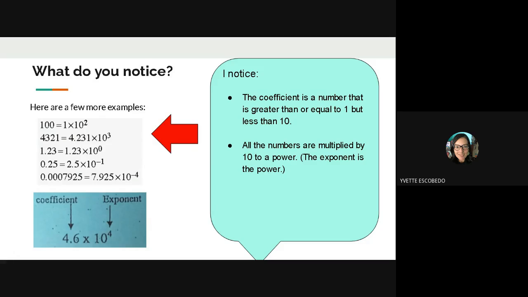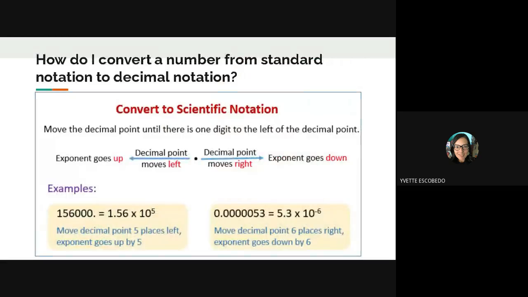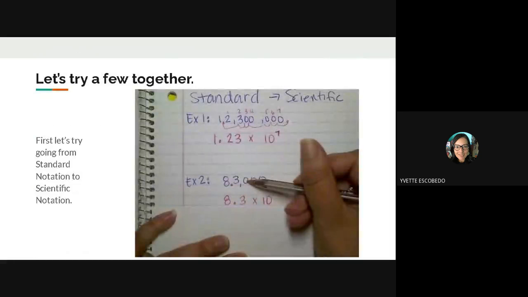All the numbers are multiplied by 10 raised to a power. So the exponent is your power. And lastly, the exponent is positive for big numbers and it is negative for small numbers. So here's some detailed notes on how to do this. And then we're going to go watch a video on the next slide. So go ahead and watch this video so that you can practice changing from standard to scientific notation. Make sure you write down with the video as it goes.